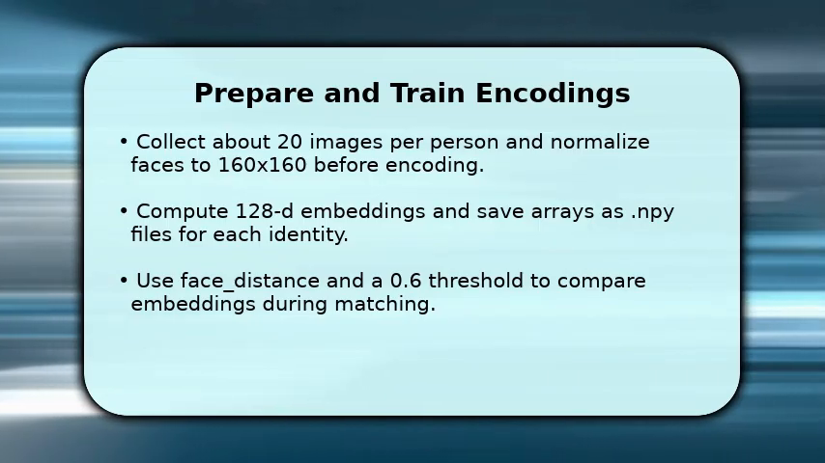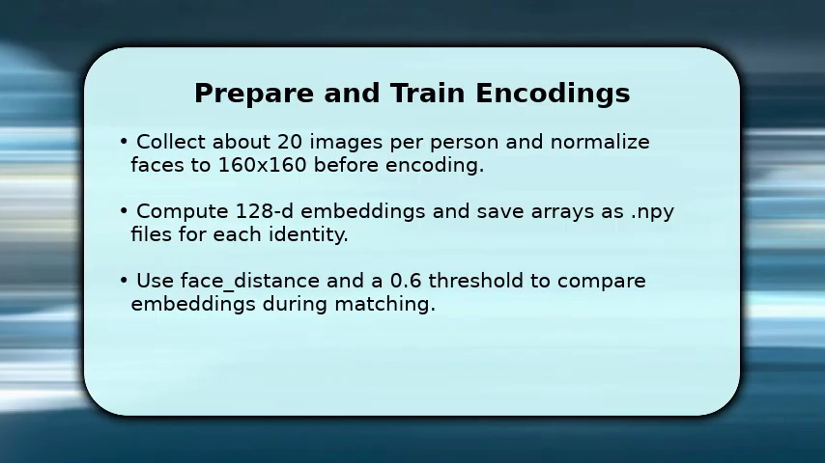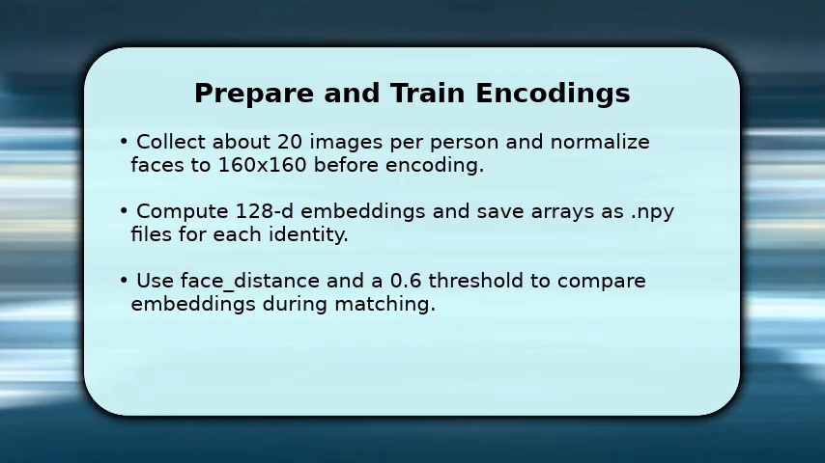Aggregate embeddings per identity and save them as NPY files for fast loading at runtime. Optionally, augment images with small rotations, brightness shifts, and horizontal flips to improve robustness. During development, test matching using face distance and a 0.6 threshold for acceptance decisions.